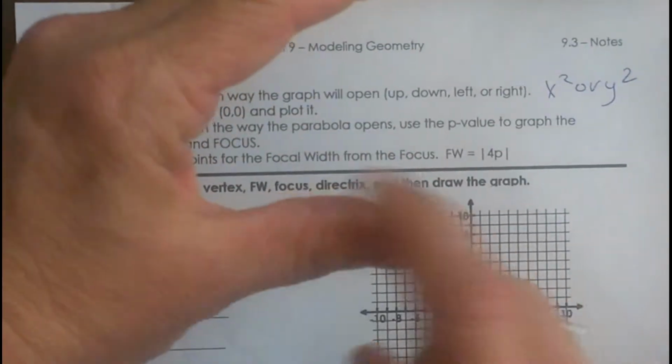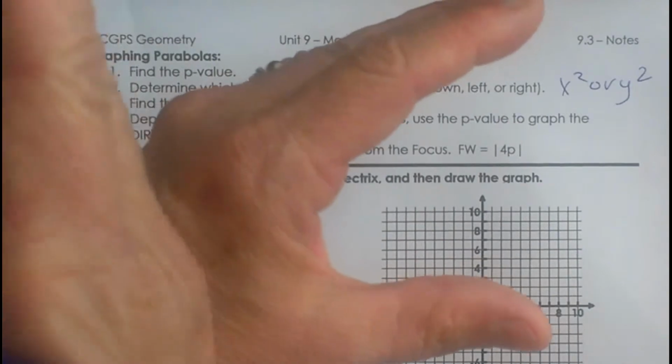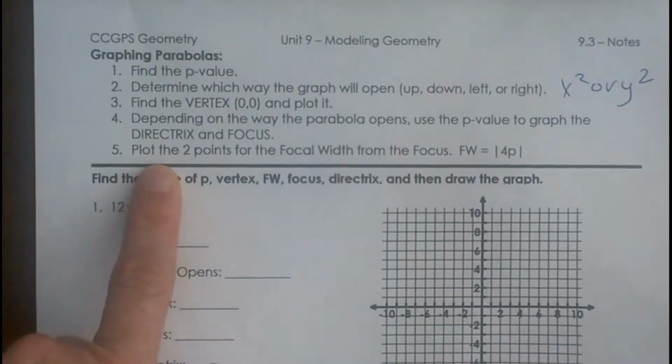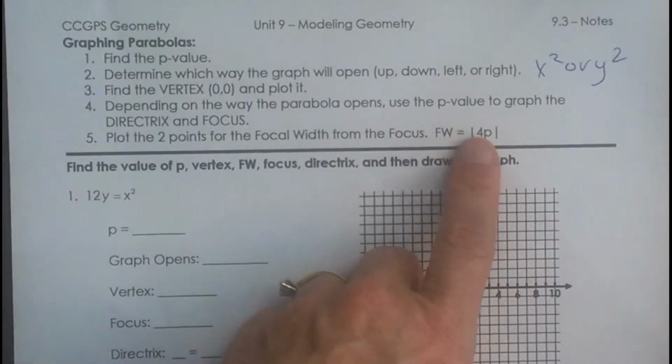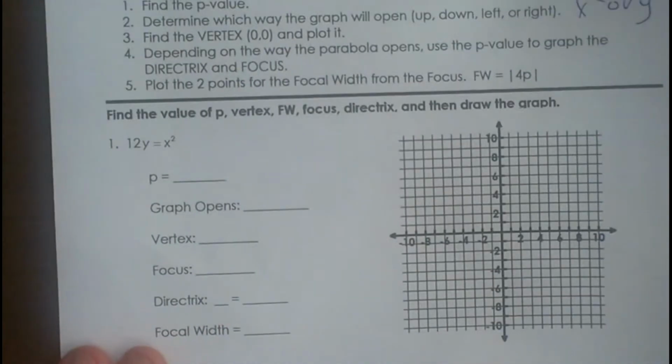And then we're going to count our p direction. Inside the mouth will give us the focus. Outside the mouth, that p distance will give us the directrix. And then we're going to plot a couple more points using our latus rectum or our focal width. Okay, so let's start with this one.